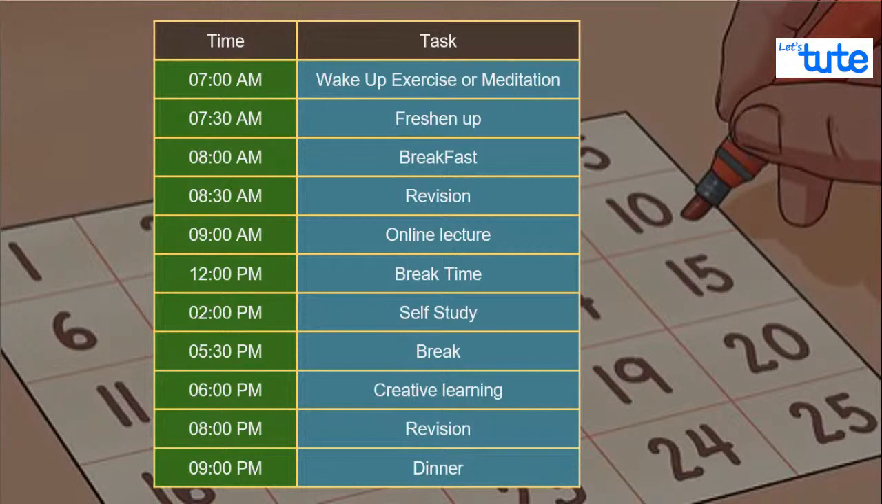Okay. And end at 1. If your lecture starts at 8 and ends at 1, you have to plan it accordingly.